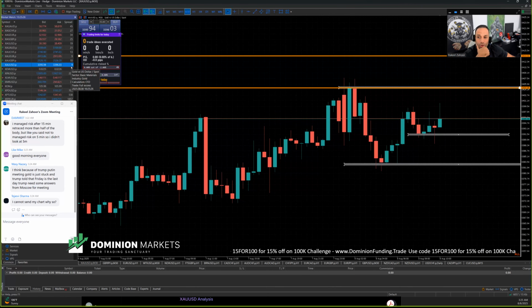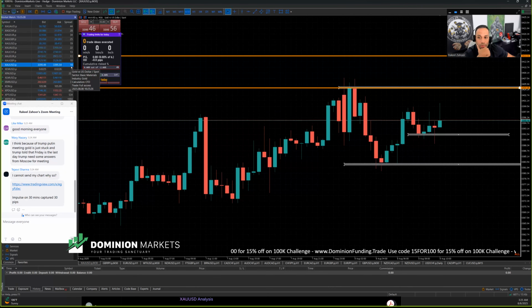Oh wow, look at the spread on gold over here. Less than a pip. Less than a pip spread on gold. Oh, now it's 1 pip. Anyway, spreads are always variable.